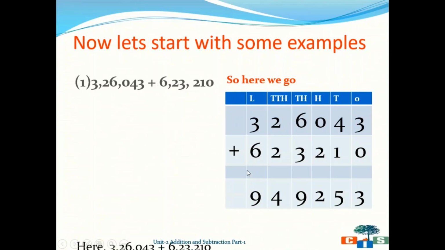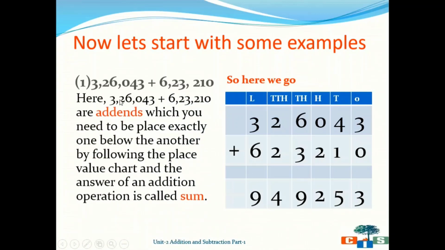So here 3,26,043 plus 6,23,210 are addends, as we are adding these numbers, which need to be placed exactly one below the other by following the place value chart, and the answer of the addition is known as sum. The answer we get, that is 9,49,253, is the sum.